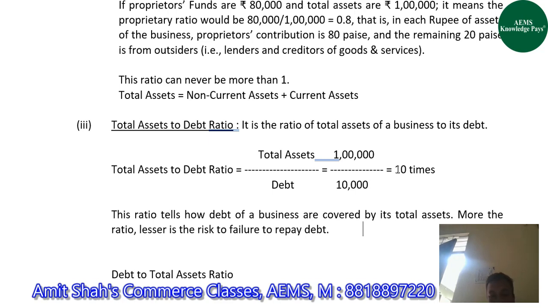A business has its total assets to debt ratio as 10 times and now it requires more loan. It goes to a bank. The bank will check this ratio and will easily give a loan to this business. Then a business which has a total assets to debt ratio of 2 or 3 or 4, right?